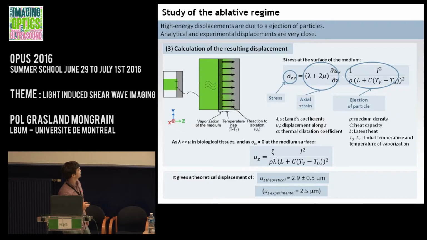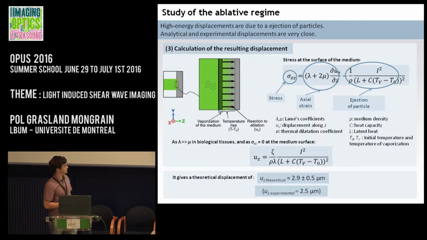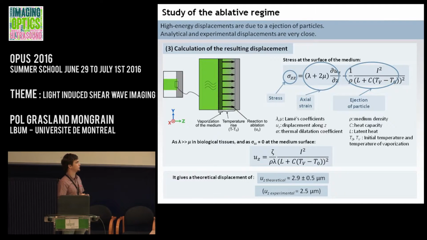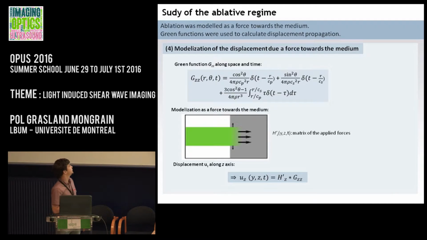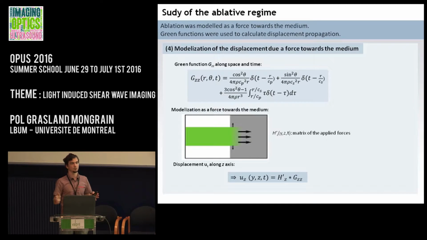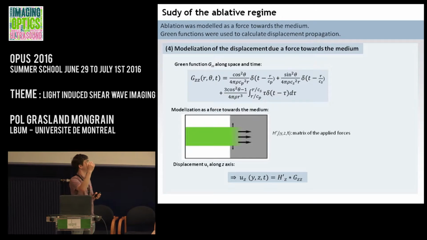And we can again make a little assumption, and so we find the formula for the calculation of the displacement. And finally, it gives a displacement of almost 3 micrometers, which is again very close to what we have measured experimentally. By making the same step as previously, we have modelized the force as a force towards the medium, and the side forces are negligible compared to the main forces here. So we can have a matrix of the applied force that we convolve with a Green function to have the displacement along space and time.